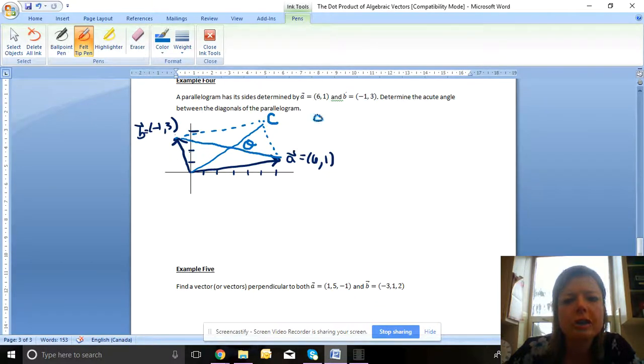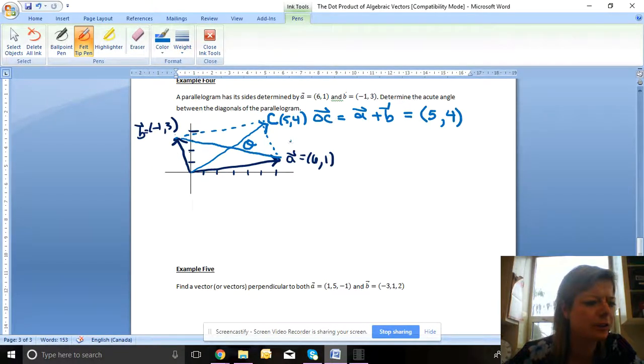So notice that vector OC is just A plus B. So it is just 6 minus 1, so 5, and 1 plus 3, 4, so 4. So the coordinates of this are 5, 4. That is vector OC. Okay, and then vector OD, sorry. So yeah, OC is what we want here.